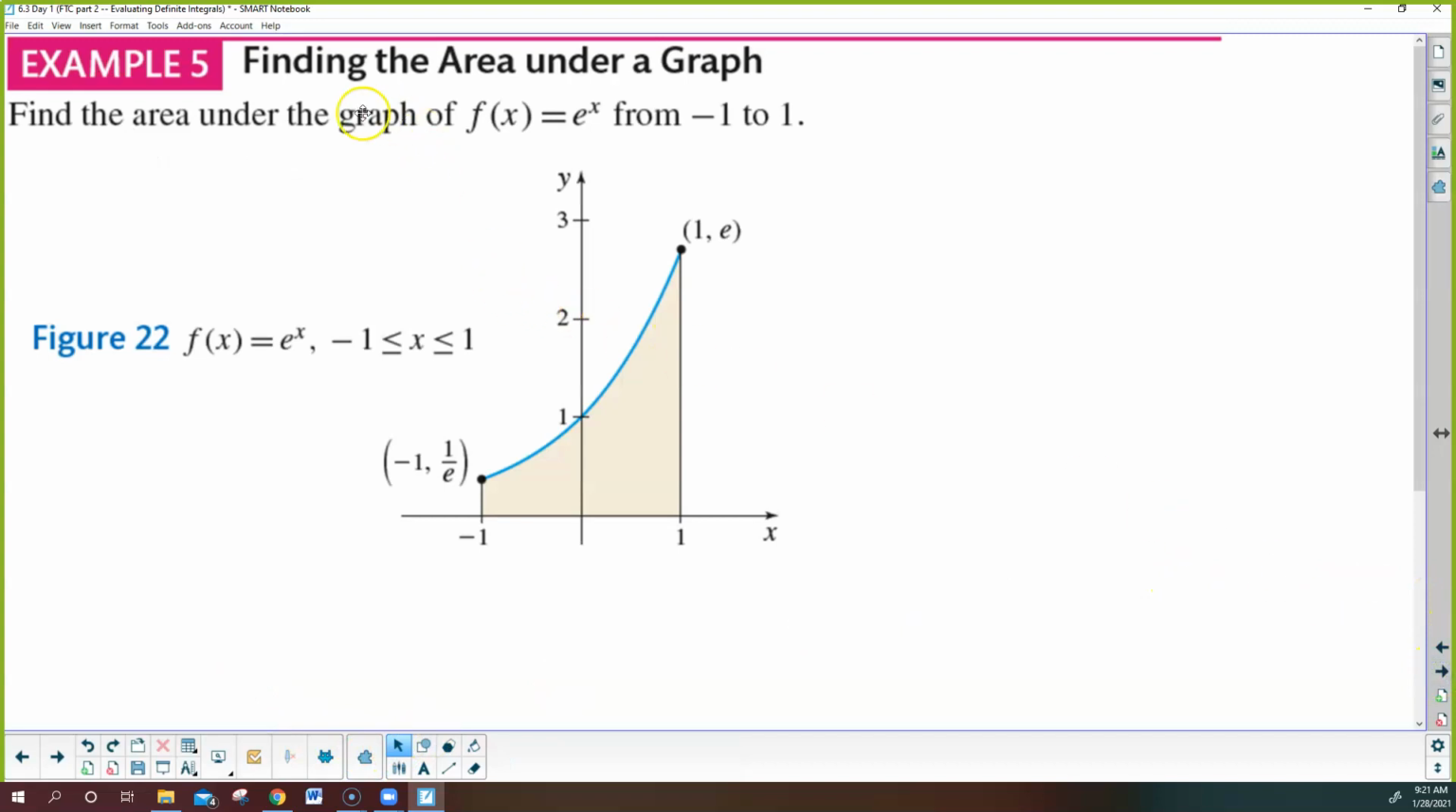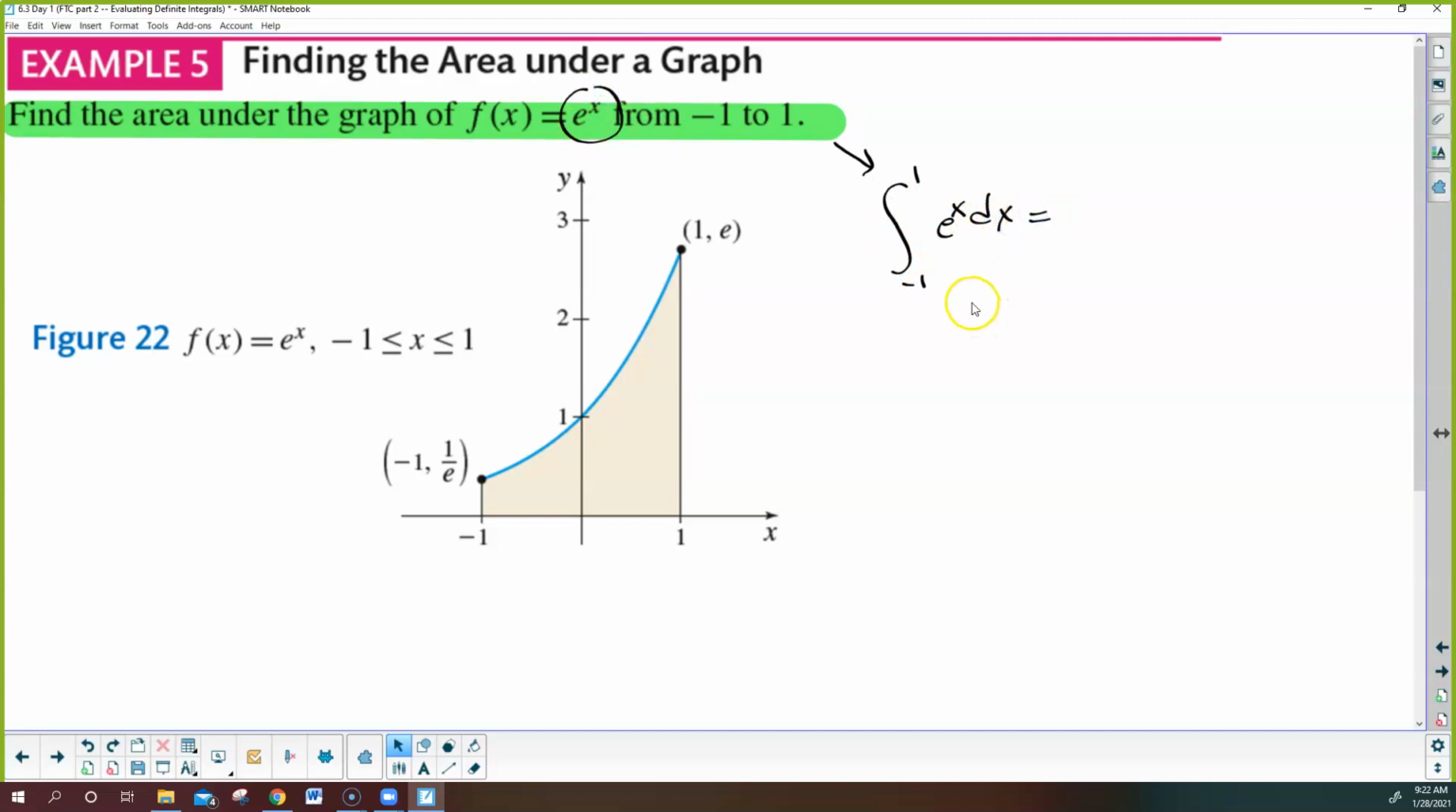I want to show you this one. Don't write it, but look at the directions, because a lot of times kids see this problem and they freak out. Well, what is it? Find the area under the curve of f of x equals e to the x from negative 1 to 1. What's another way to ask this? Find the area under the curve from negative 1 to 1. That's my integral. What's my function? It's e to the x dx.